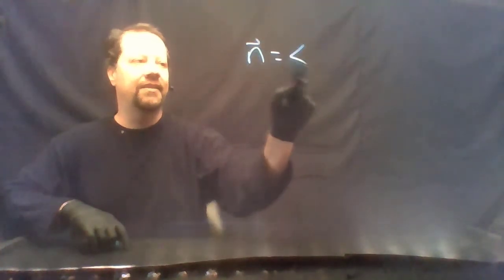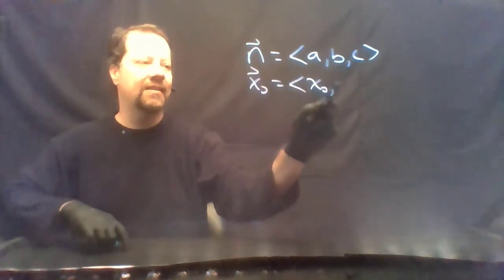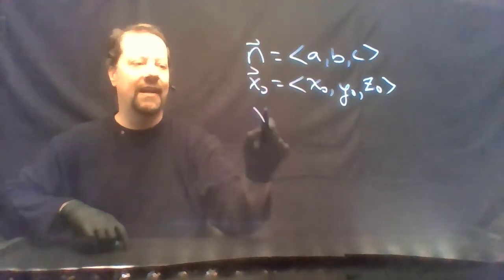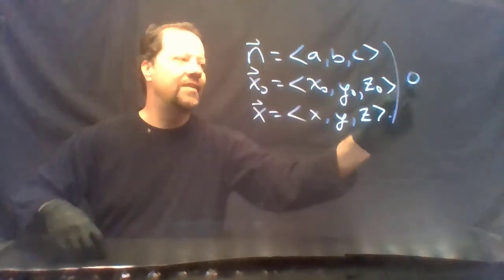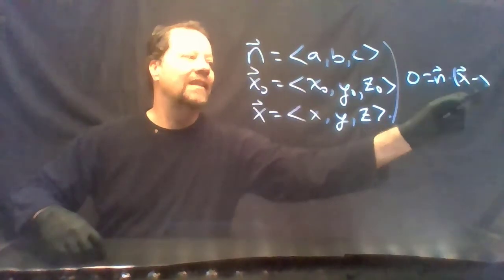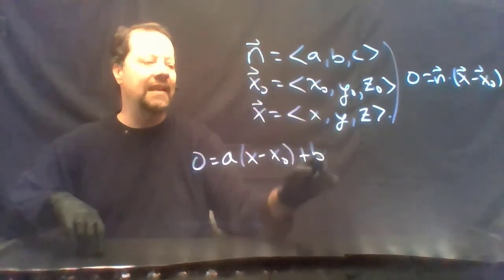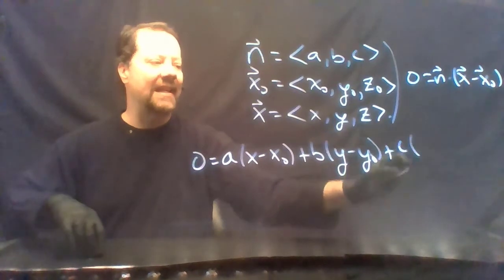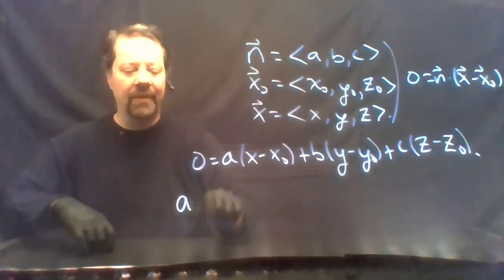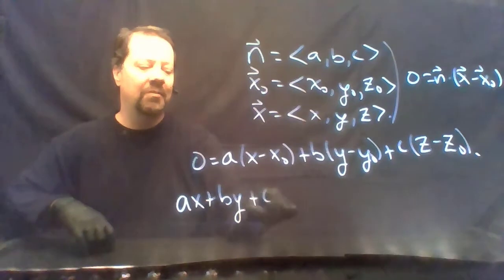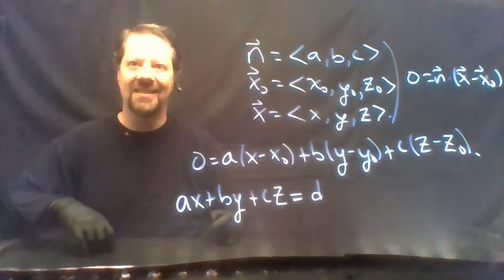If n is the vector a, b, c, the point x0 is x0, y0, z0, and x is the variable vector x, y, z, then the equation of the plane 0 equals n dot x minus x naught has the form 0 equals a times x minus x naught plus b times y minus y naught plus c times z minus z naught. This can be rearranged so that we can write this as ax plus by plus cz equals some constant d after you combine all the constants here.